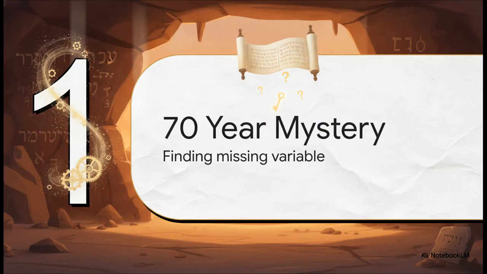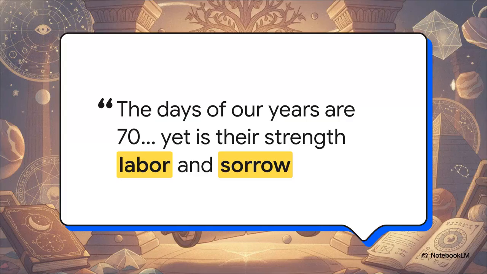Step 1, the 70-year mystery, finding the missing variable. The whole foundation of this timeline starts over in the book of Psalms. The text reads, "The days of our years are 70, yet is their strength labor and sorrow, for it is soon cut off." Now, what's super fascinating here is the mathematical interpretation of this.